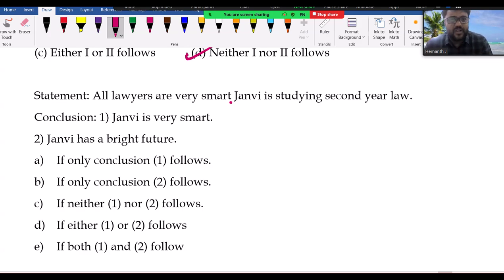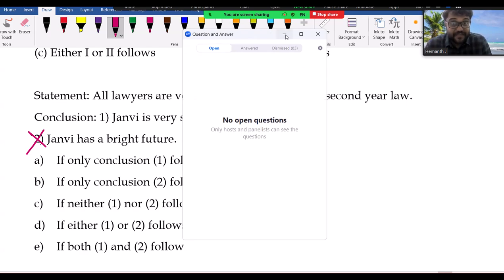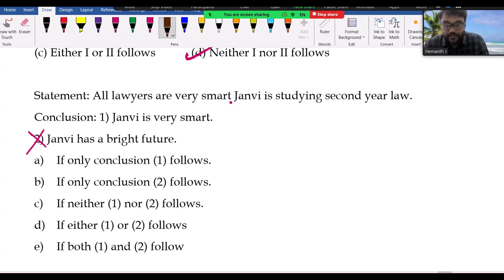And they never mention regarding a bright future, and also the second one we cannot say. But is the first one definitely true? You think no, because Janvi has not completed the course. She is still studying second year law. She has not yet become a lawyer. Once done with the entire lawyer course, okay, then lawyers are smart. Then I can say Janvi is very smart when Janvi is a lawyer.